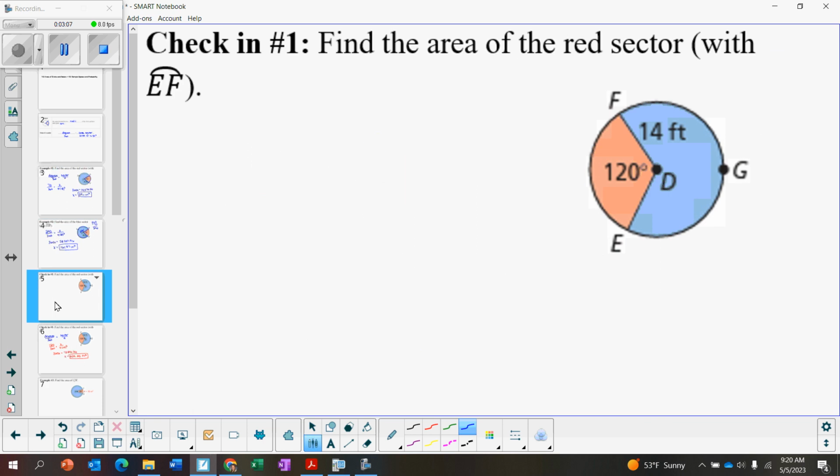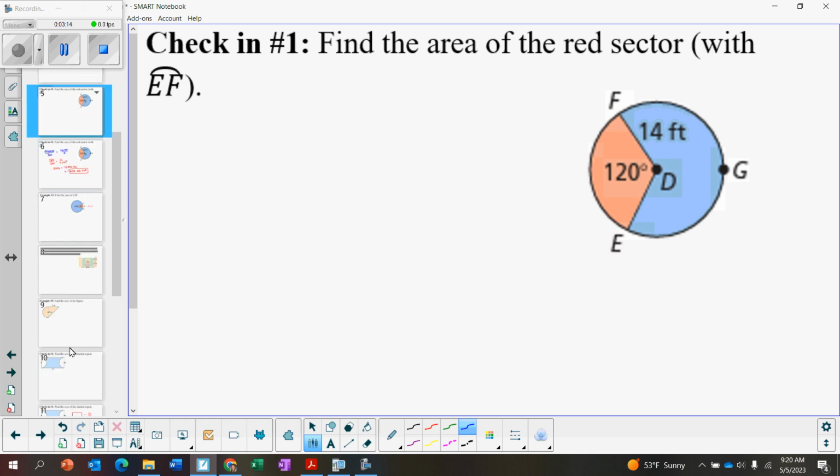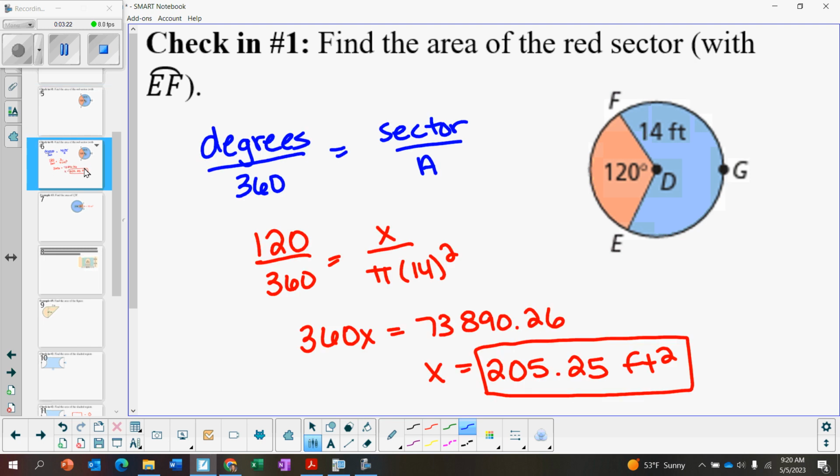So you're going to try the check-in. Pause, and when you're ready to see the answer, hit play. All right, so that's 120 over 360 equals x over pi times 14 squared, and we get about 205.25 square feet.